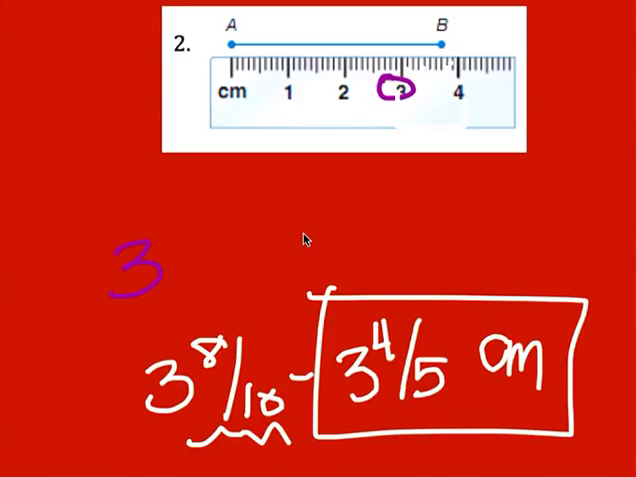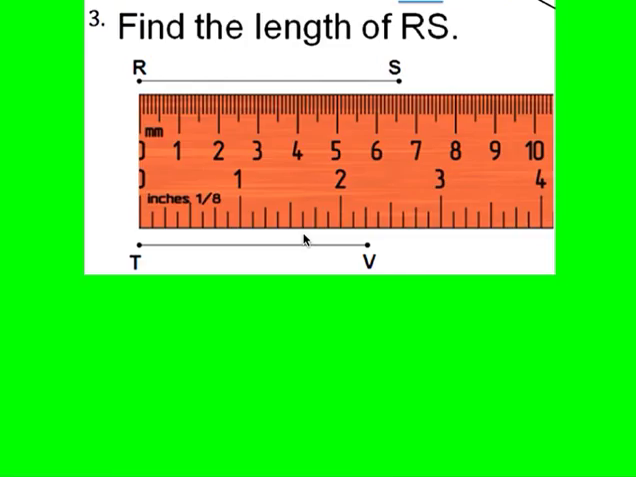Okay? Now, let's take a look at number 3. It wants us to find the length of RS. So this is RS up here.